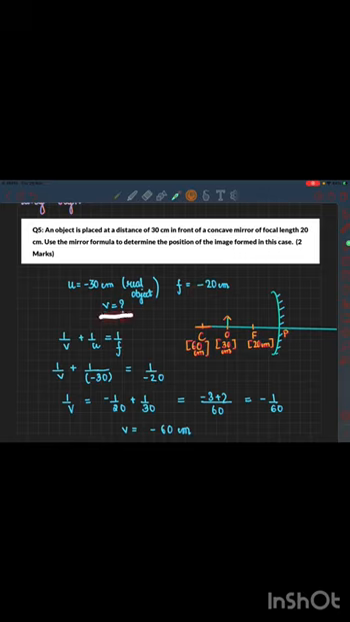So we are going to use the mirror formula to calculate the value of v. Now here, since v is unknown, uncertain, we will put v as it is in the formula. But u and f we are going to put along with their sign. And hence in the end we get the value of v as minus 60. Here minus indicates that the image is a real image, it is formed in front of the mirror.